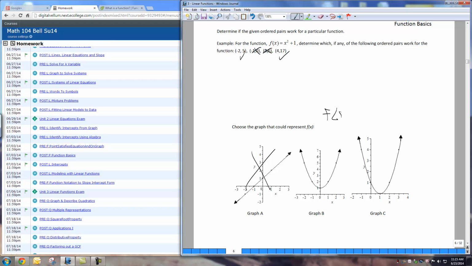So let's find f of 1 from this function. f of 1 is going to be 1 squared plus 1. That's 1 plus 1, which is 2. So when x is 1, this one goes through 0. It can't be this graph. It has to be this graph. So this function, f of x equals x squared plus 1, goes to this graph.